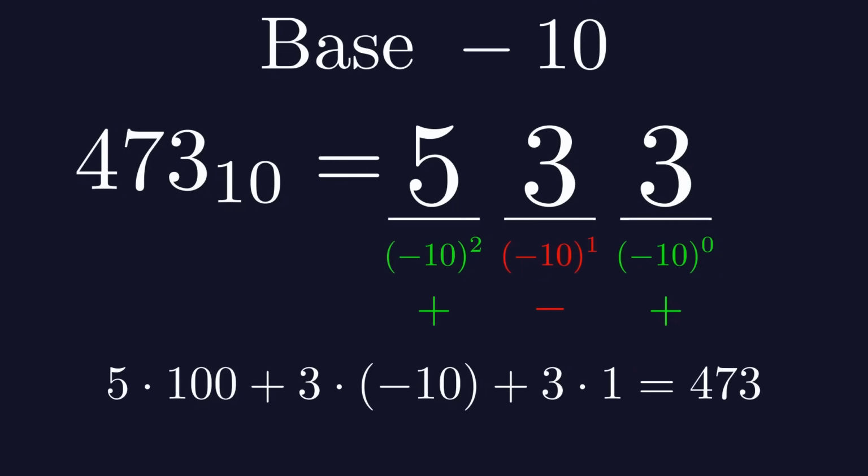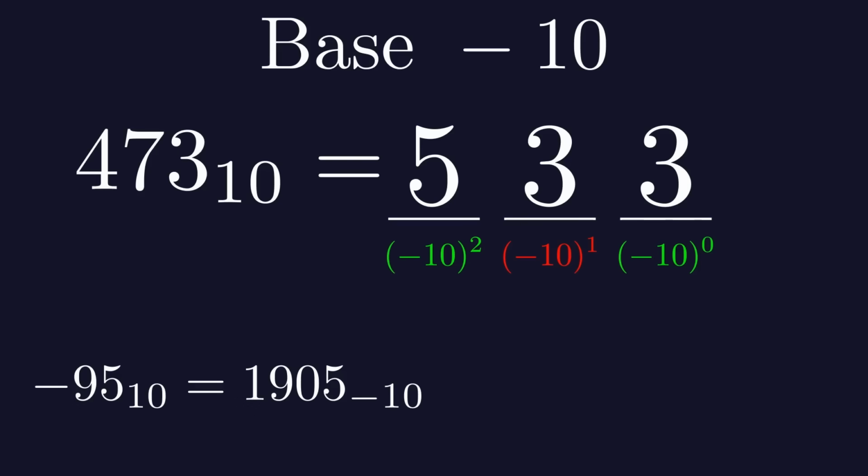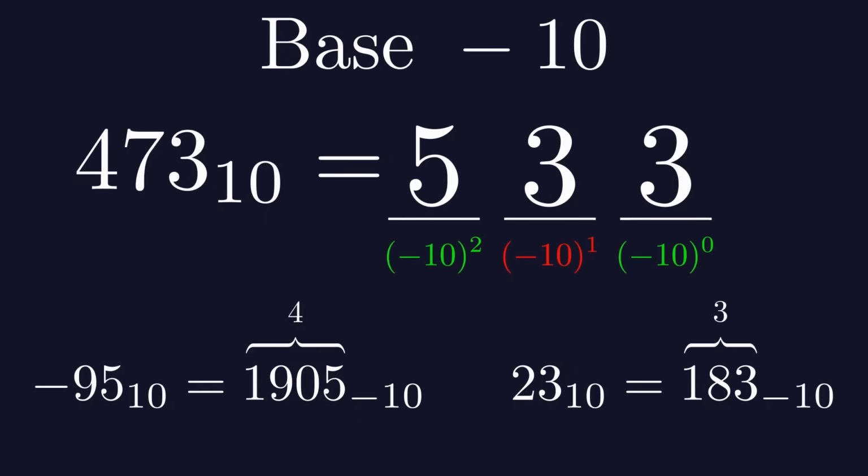In base -10, we also can express negative values without using the minus sign. For example, this number is equal to -95. All negative values have an even number of digits when they are written in negative base, and all positive values have an odd number of digits. Number bases of different negative integers behave like the base -10.